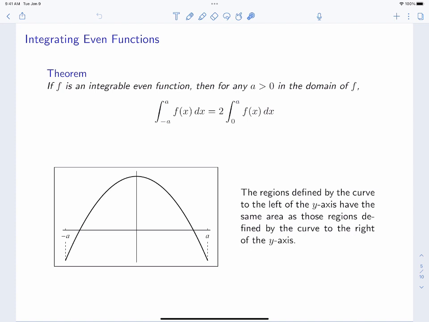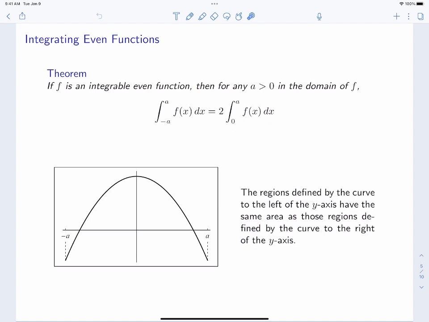One nice thing about even functions is that when you integrate even functions over a symmetric domain from -a to a, then you get a very nice simplification. Well, let's just state the theorem. Here it is. If f is an integrable even function, then for any positive number a in the domain of f, the integral from -a to a of f of x dx is equal to twice the integral from 0 to a of f of x dx.